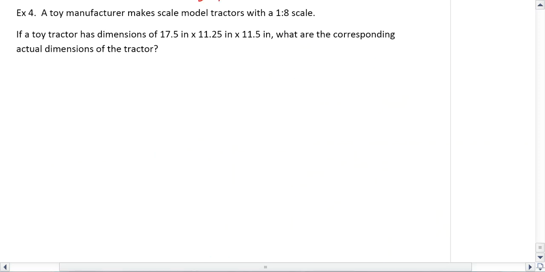All right, this is the last example. A toy manufacturer makes a scale model tractor with a 1 to 8 scale. So I'm going to write that as 1 over 8. The model is on the top. I'll just write that over here so we can refer to it. I put the small number, the model, on top, and real life measurement is in the denominator, 1 to 8.